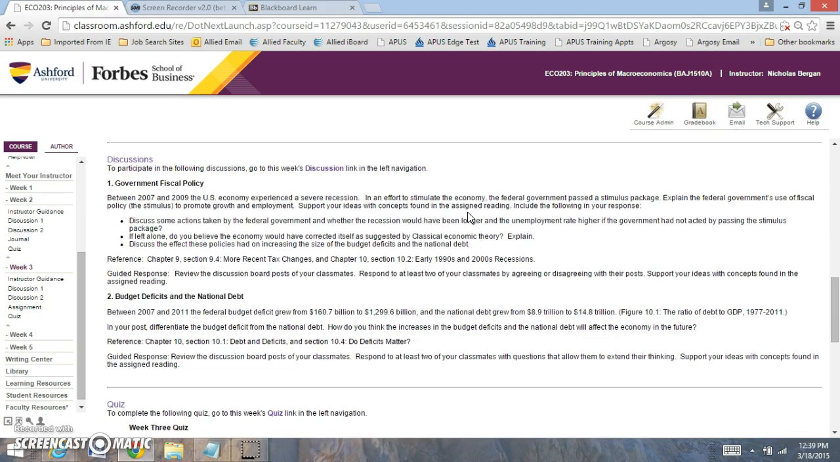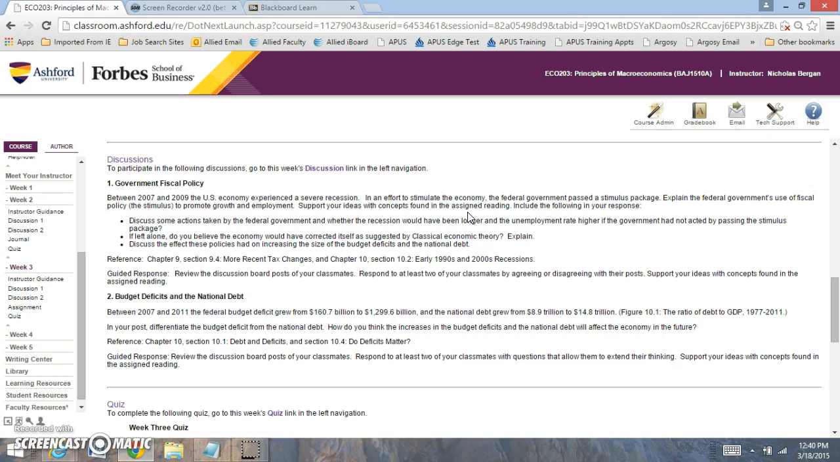With your discussions, you have 2 different types of discussions. The first discussion is going to be looking at fiscal policy between 07 and 09. The U.S. economy experienced a severe recession. You want to analyze those steps that the government took and whether those steps were important or not, what were the implications of those steps on our economy, and what would happen if we use classical theory instead?